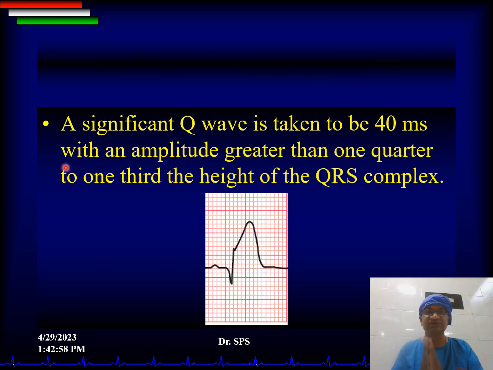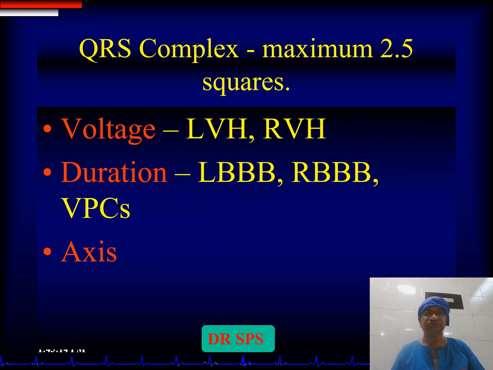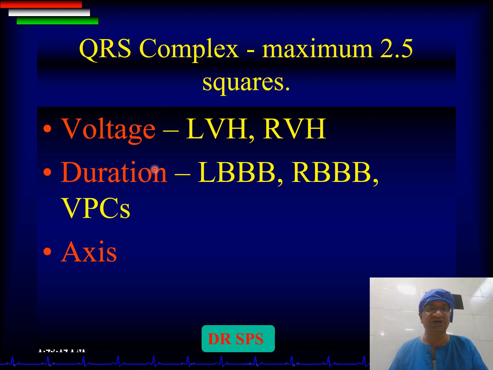When do you take a Q wave as significant? Usually the Q wave is significant when it is more than 1/3 to 1/4 of the total complex. Now you can see this is almost half. The Q wave height is almost half of the total QRS complex height. Then it is a pathological Q wave. Now the Q wave is pathological.